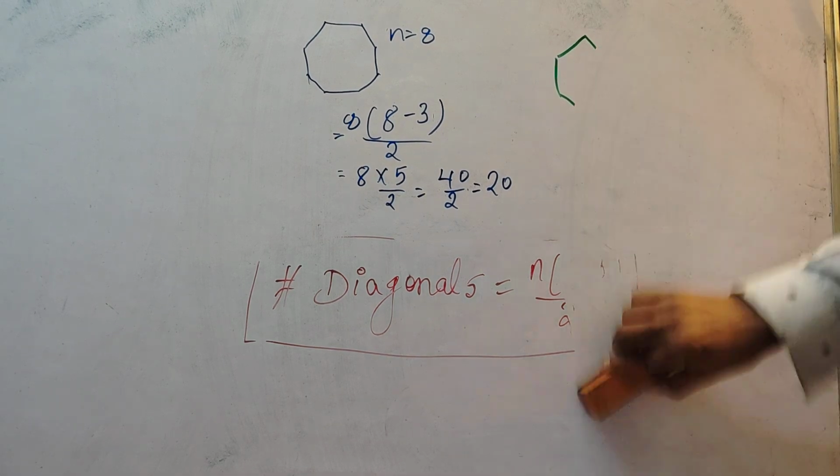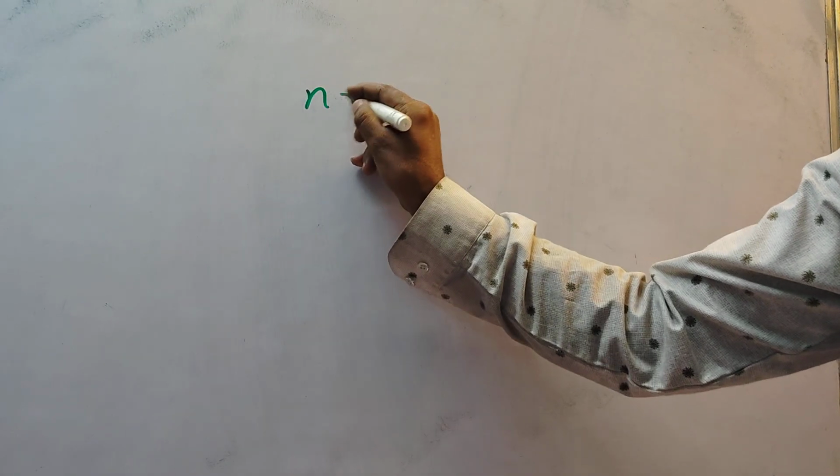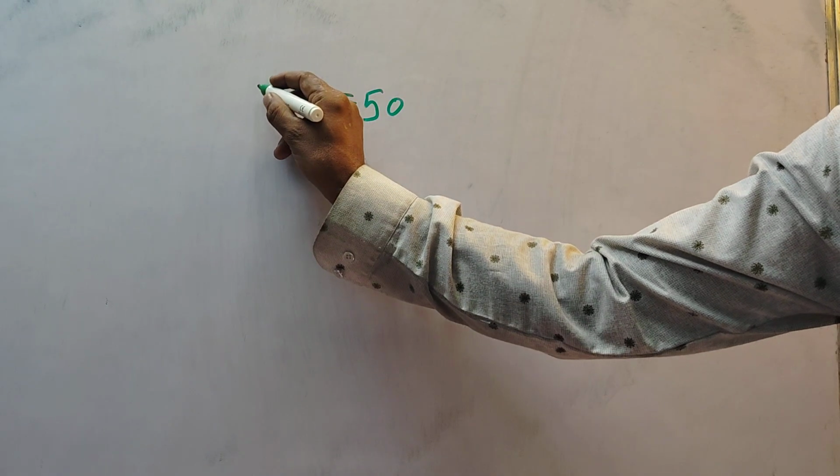Now solve: the number of diagonals for n equal to 50, a 50-sided polygon.